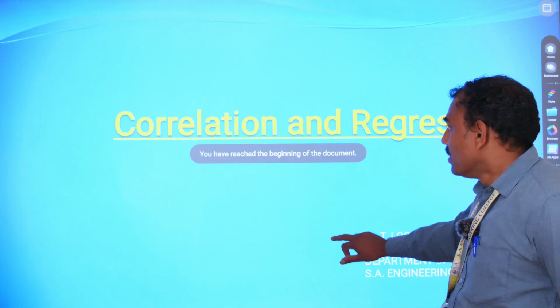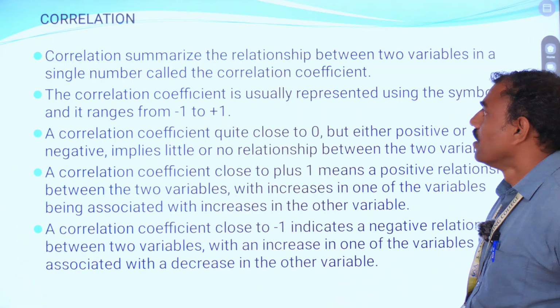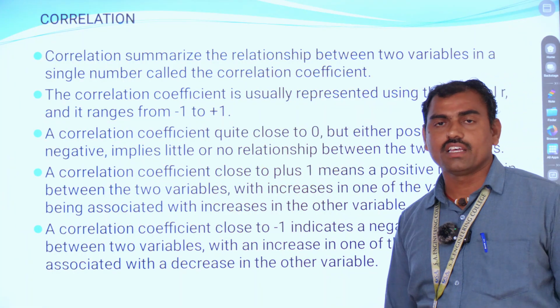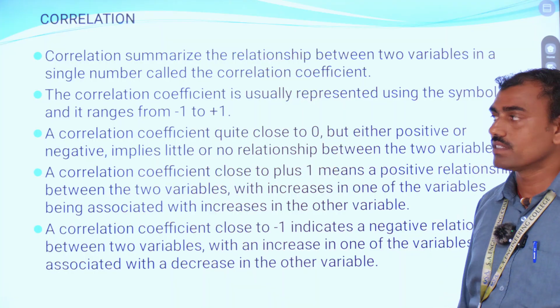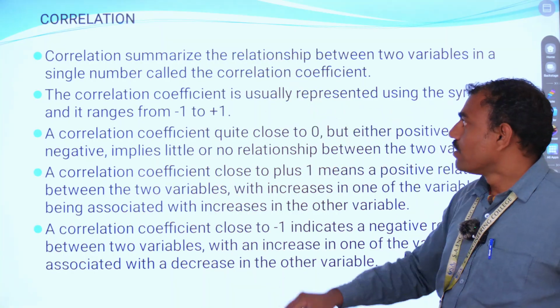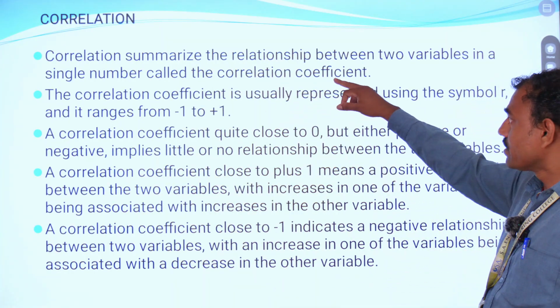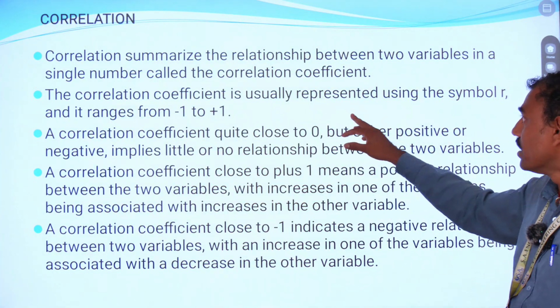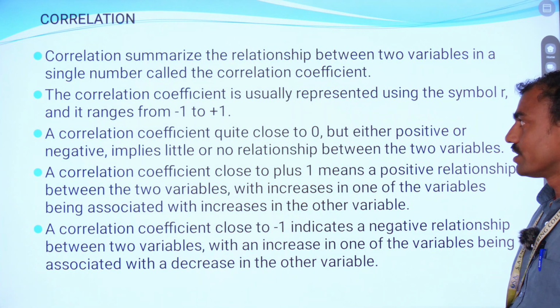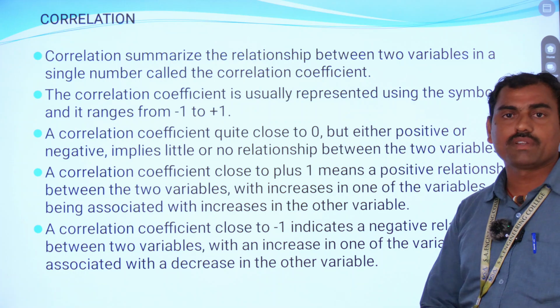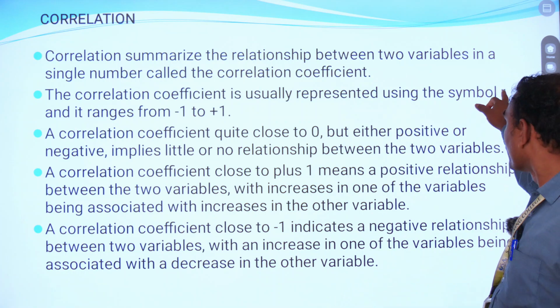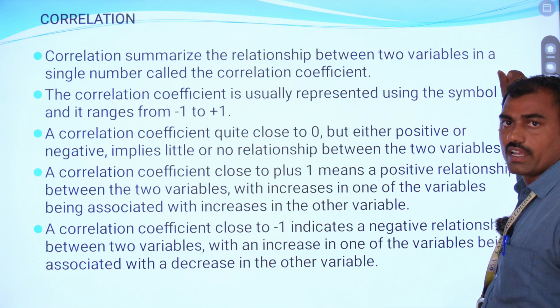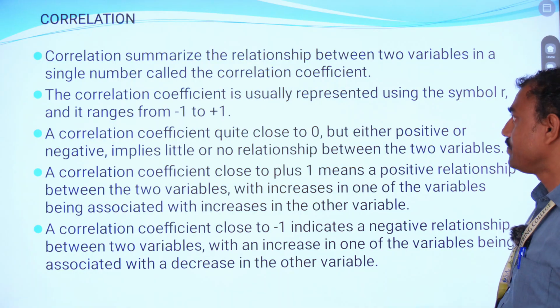First we see the correlation. Correlation is the relation between the two variables. It's a number. The correlation summarizes the relationship between the two variables in a single number, called the correlation coefficient. The correlation coefficient is represented by the symbol small letter r, or sometimes the capital letter R.